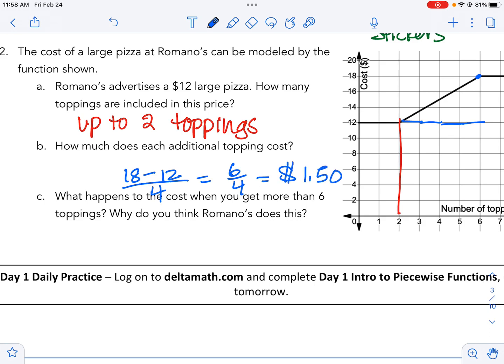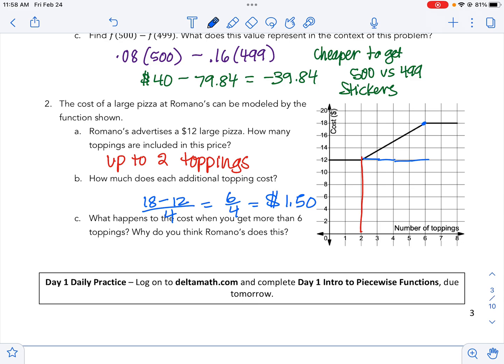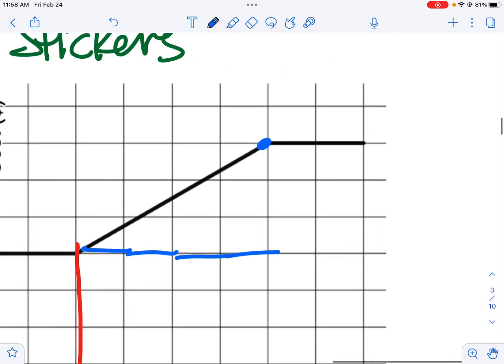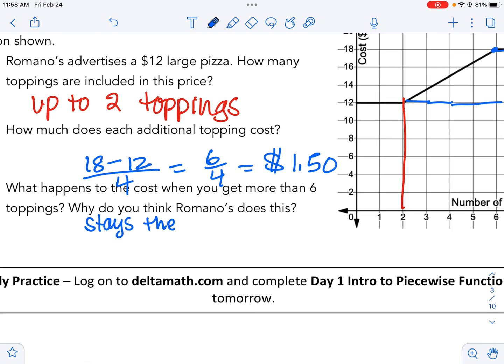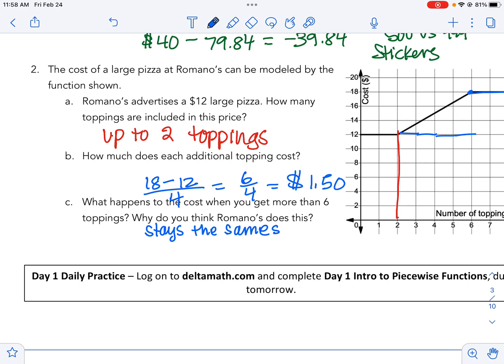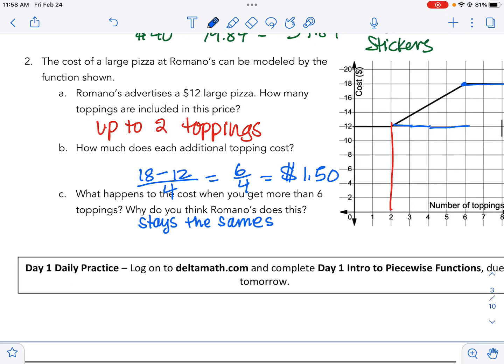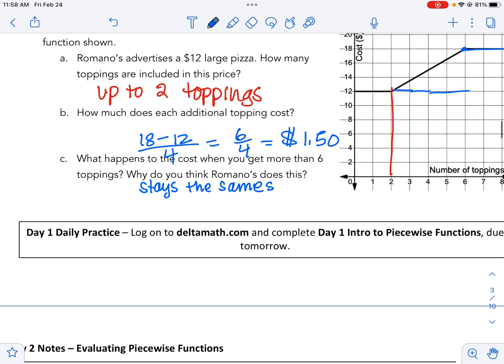What happens to the cost when you get more than 6 toppings? It stays the same. And then why do you think Romano's does that? There could be many different reasons for that. Maybe most people do 6 toppings or less, maybe just to keep the price down.